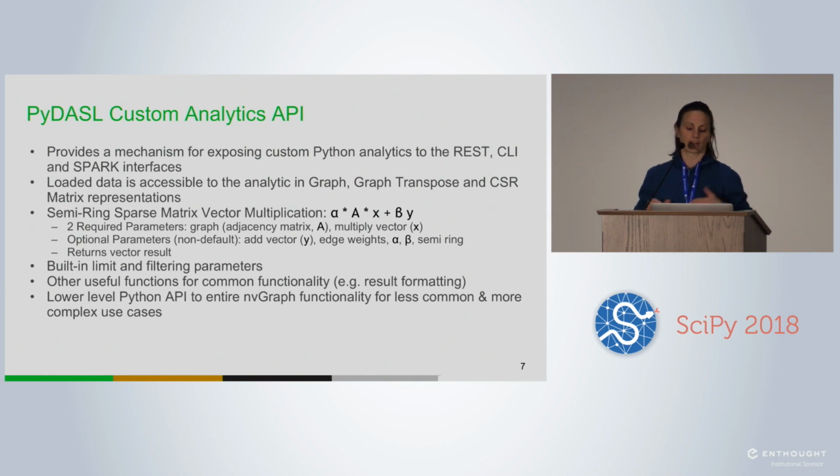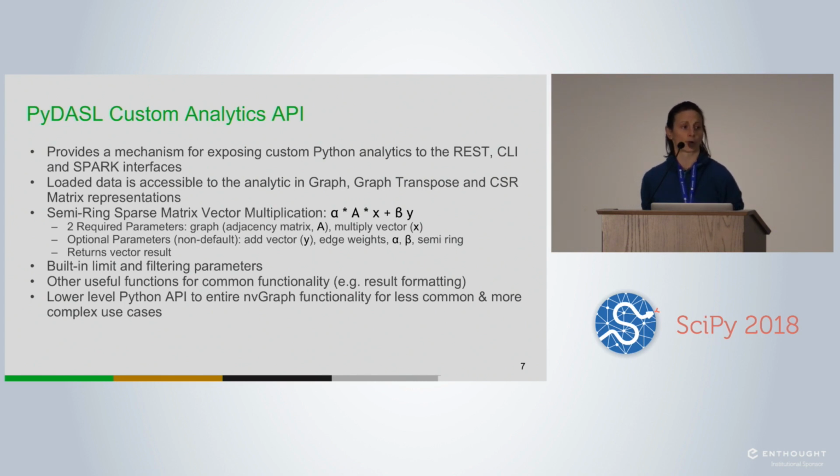So when you see that function up there, alpha times A times X plus beta Y, the important parts are A, the adjacency matrix of the graph, and X, the multiply vector. In a lot of the algorithms, those are the two important parts, and the other ones, like alpha and beta and even the addition vector, often aren't even used. So those are the only required pieces, but the other ones can optionally be provided.